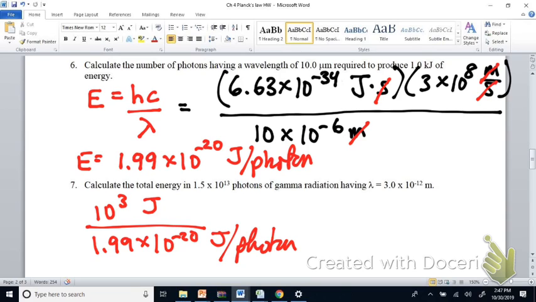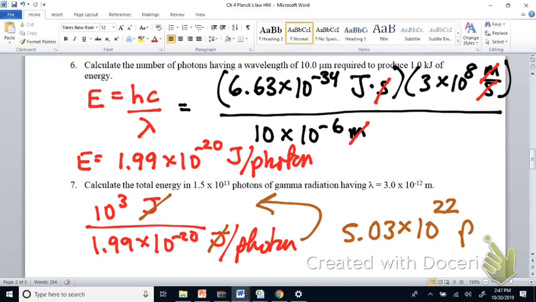Joules will cancel, and photon, it's part of a complex fraction, will become my numerator, and I want number of photons. So now I just need to simplify this expression, and I find that the answer is 5.03 times 10 to the 22 photons.